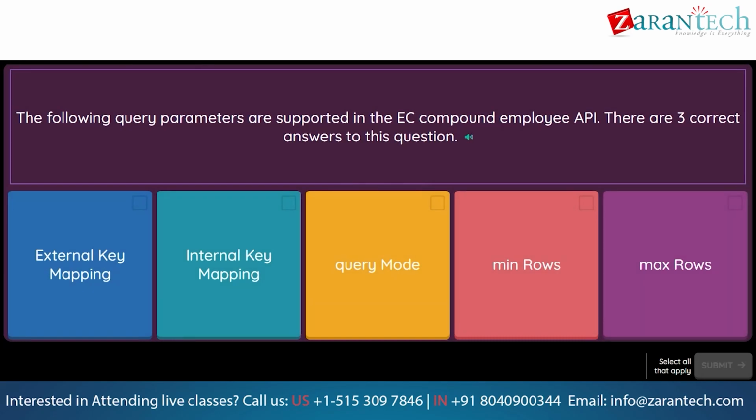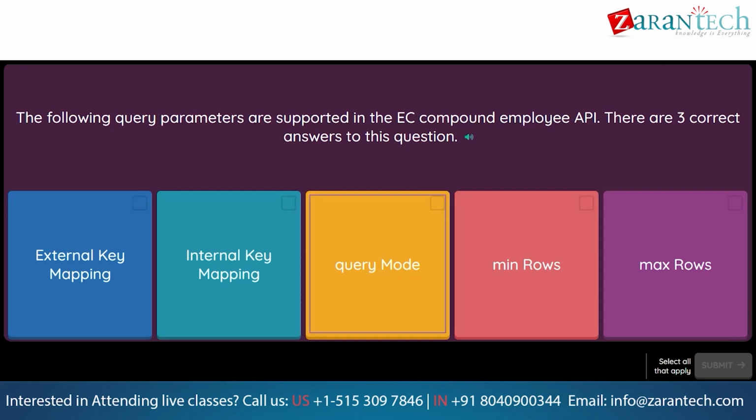Question: the following query parameters are supported in the EC Compound Employee API. There are three correct answers to this question. Option 1, external key mapping. Option 2, internal key mapping. Option 3, query mode. Option 4, min rows. Option 5, max rows.